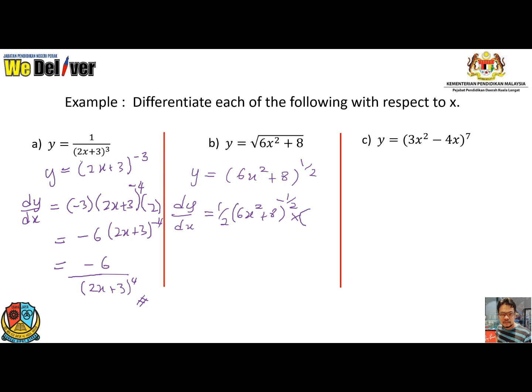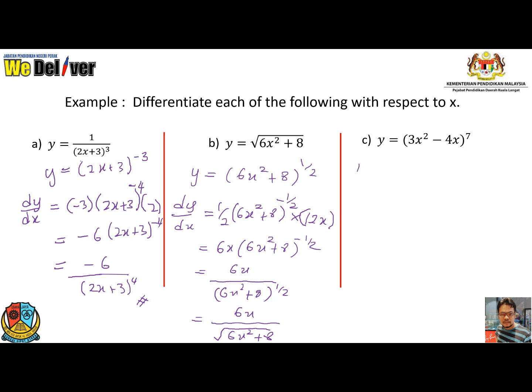So when you differentiate 6x squared plus 8, you get 12x. 8 is 0 because 8 is a constant. And then simplify, you get 6x times (6x squared plus 8) to the power of -1 over 2. So you can simplify, 6x over (6x squared plus 8) to the power of 1 over 2, or you get 6x over square root of 6x squared plus 8.